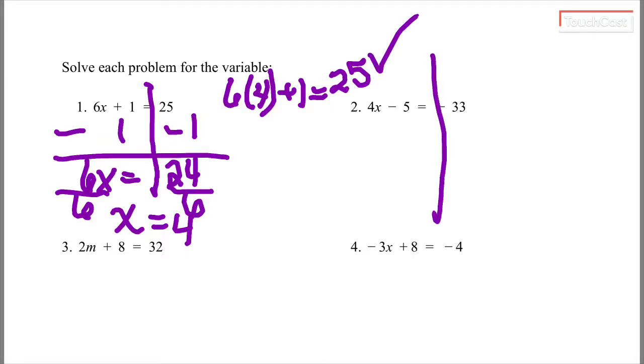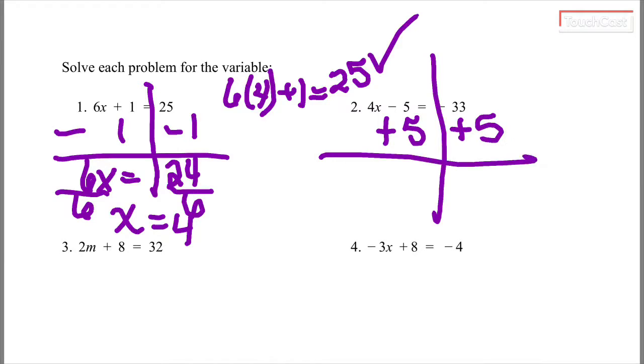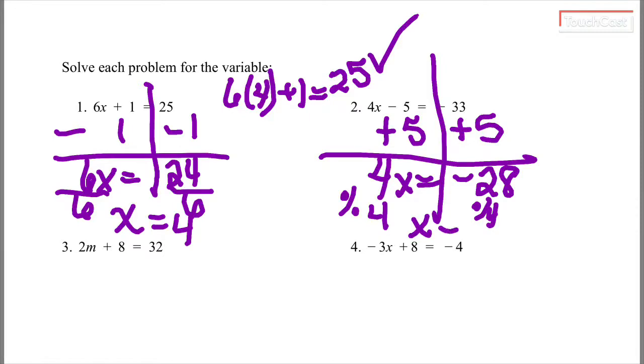On this side, we will add 5 to both sides because it is subtraction. We end up with 4x equals negative 28. Don't forget your negative rules. Divide both sides by 4. X equals negative 7. If you were to check that with your check step, it would work.